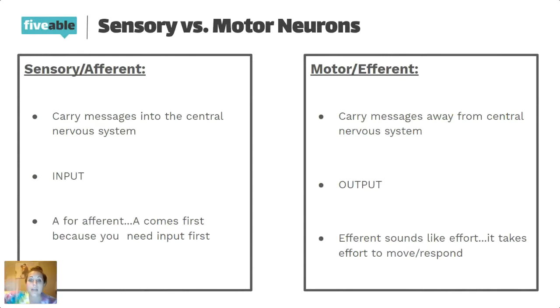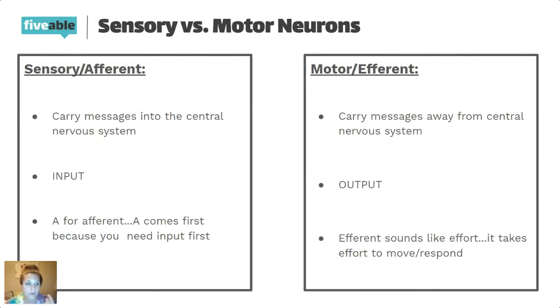My motor or efferent neurons take the messages from my brain and central nervous system out to my hands and my feet and my legs and my head and whatever I'm doing. It's an output message. It's telling my body what to do. How I tell my kids to remember this is efferent sounds like effort, and it takes effort to move or respond to something. That's what motor neurons do.